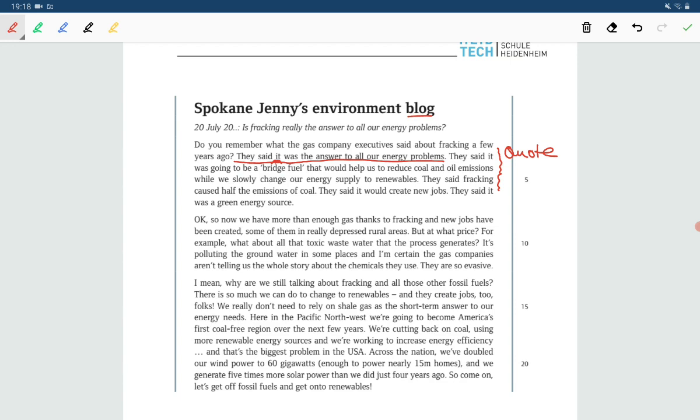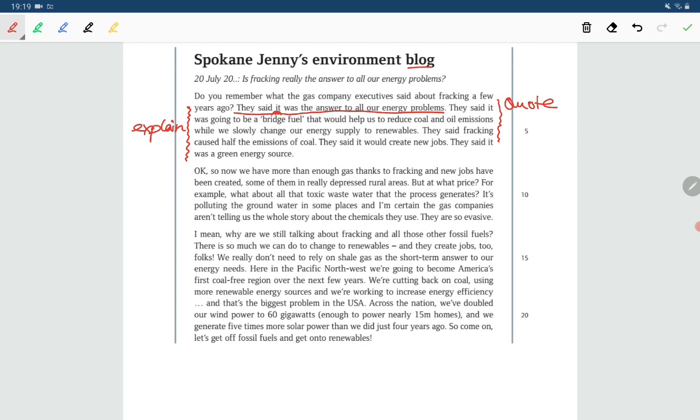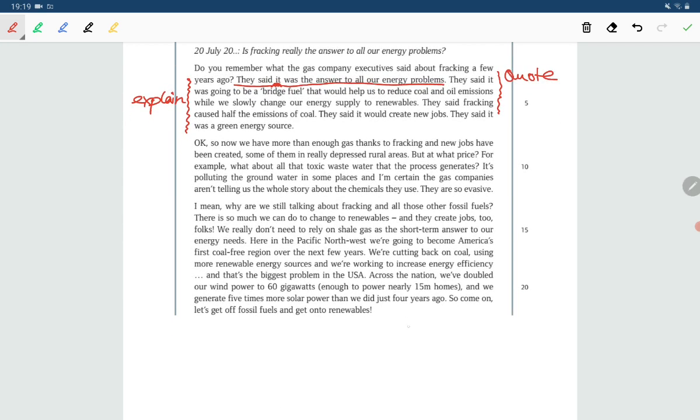And here it goes. They said it was going to be a bridge fuel that would help us to reduce coal and oil emissions while we slowly change our energy supply to renewables. They said fracking cost half the emissions of coal, and it goes on and it goes on, right? So here you can find the explanation that you need in your introduction. So you use that to explain. Right, and then you go on. I'm not going to read the whole text to you. If you're interested, you can go to your English books, and that's page 64 and 65. Here you will find the text.